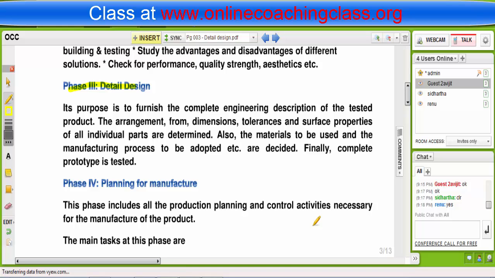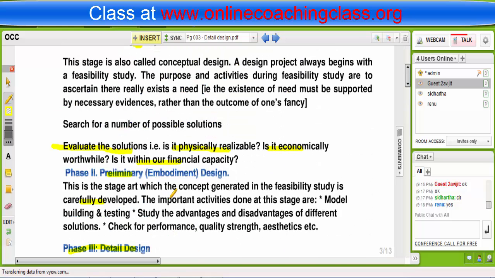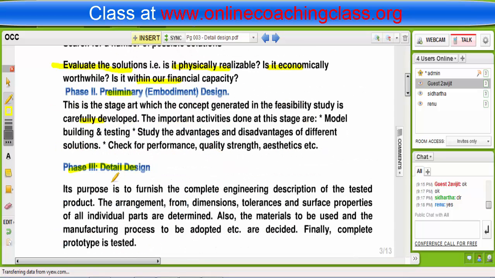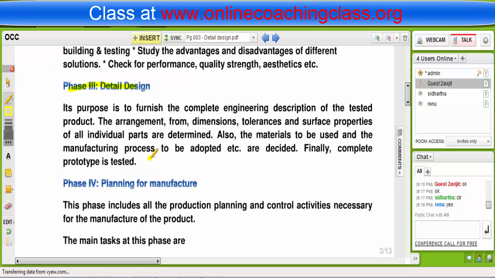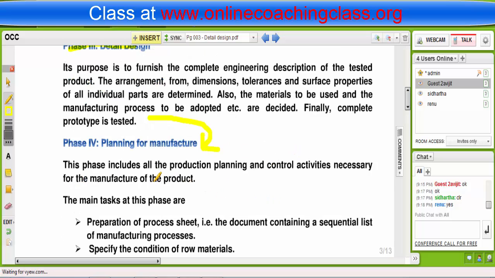Now see, these early three steps, feasibility studies, preliminary design and detailed design, these three stages contain the design, and these three stages are the responsibility of the designer or design engineers. Now after completing this detailed design, this goes to the manufacturing unit. That means it goes to the manufacturing engineer. Now what should he do?